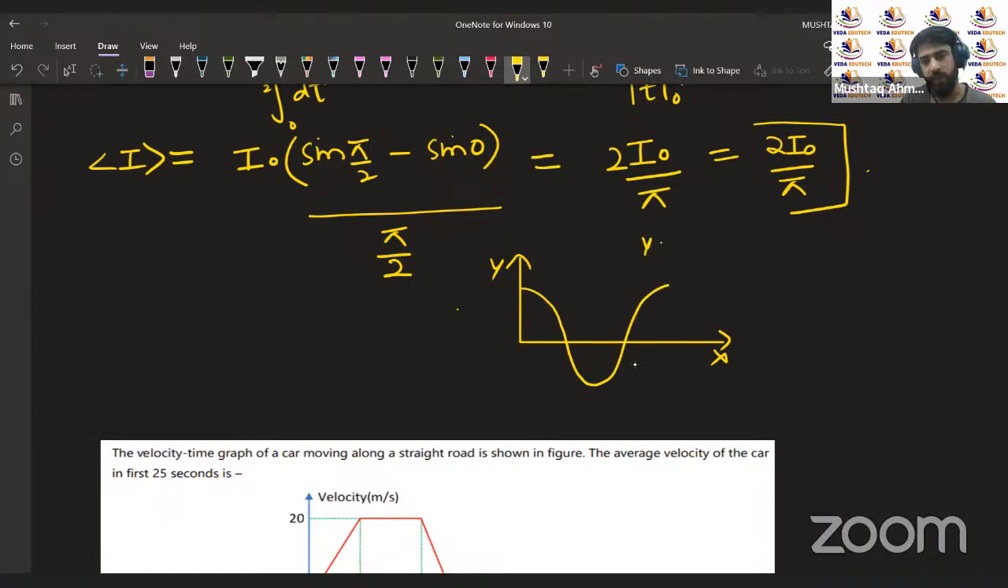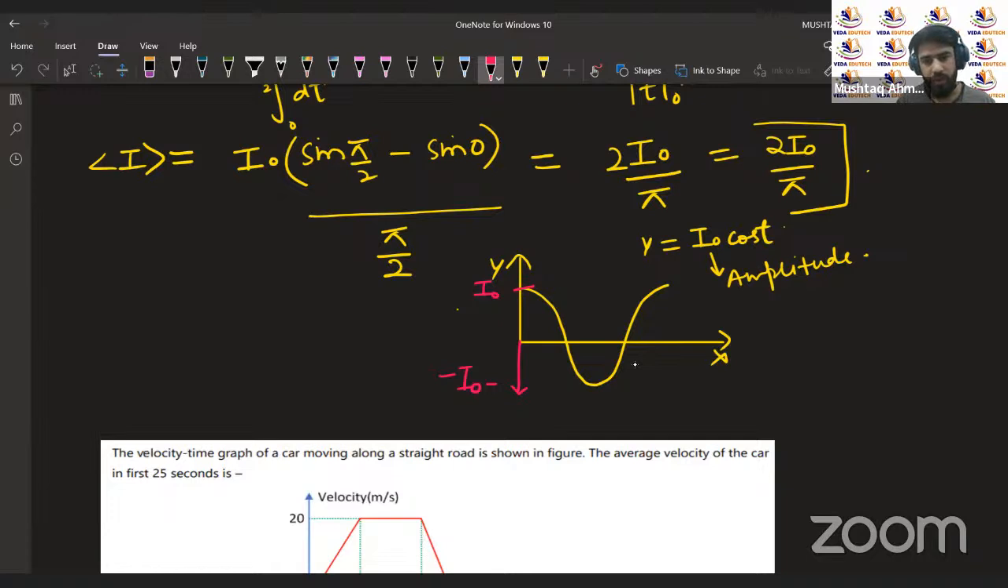So this represents y is equal to I naught cos of t. Here I naught represents the amplitude. That's the maximum value of this function, the amplitude. So we have this value here, I naught. The same value will be here, minus I naught.